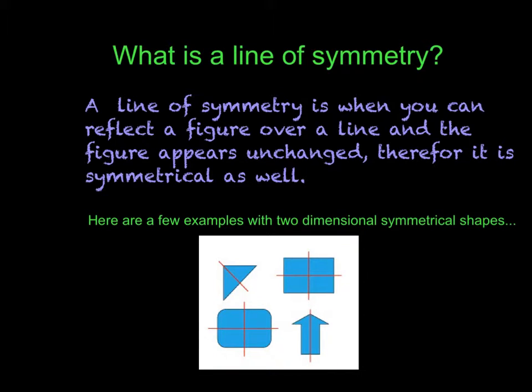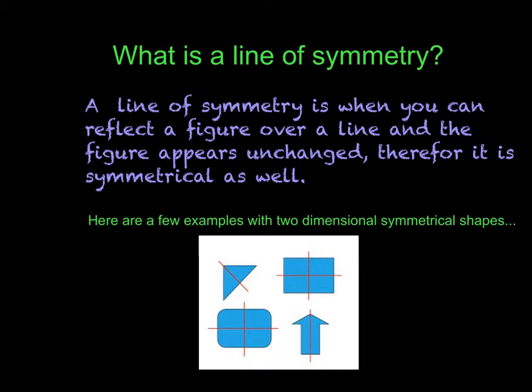There's a triangle cut right down the middle, as you can see, where both sides are exactly the same. That is where you flip it over the line and the figure appears unchanged. There's also a rectangle that has two lines of symmetry. This can happen because the figure can be symmetrical in more than one way.